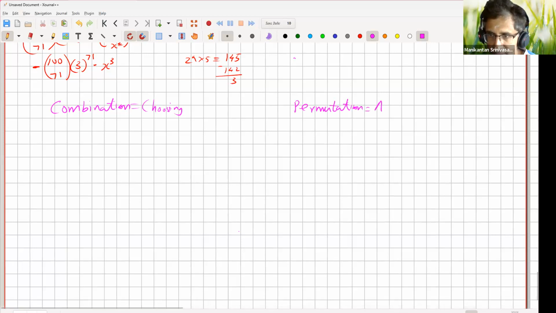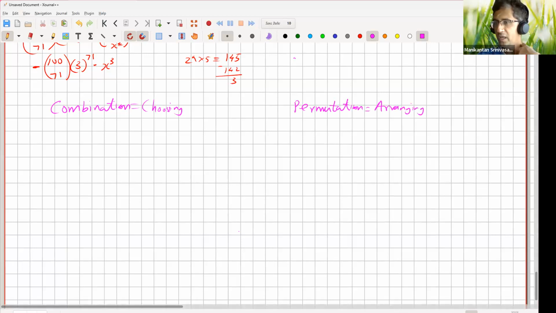So there are two problems. One is a choosing problem, one is an arranging problem. In the choosing problem, we don't care about ordering at all. You're selecting a bunch of people to form a team, let's say. There's no one-upmanship saying this guy is higher, this guy is lower, nothing like that. You're just choosing.